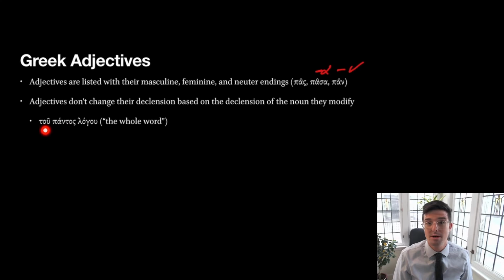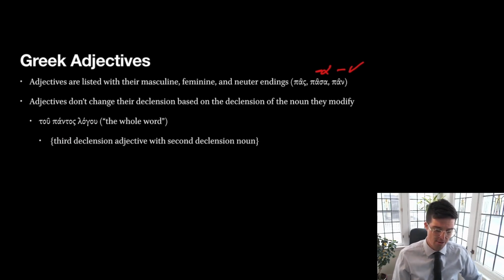And remember, always the definite article, if it's before, is going to be your friend, that you're going to be able to recognize the parsing information from the definite article here. So these match in case, gender, and number, because remember, adjectives will always match the noun that they modify in case, gender, and number, even though they don't look the same. So what we have is a third declension adjective, pontos, with a second declension noun, lagu.